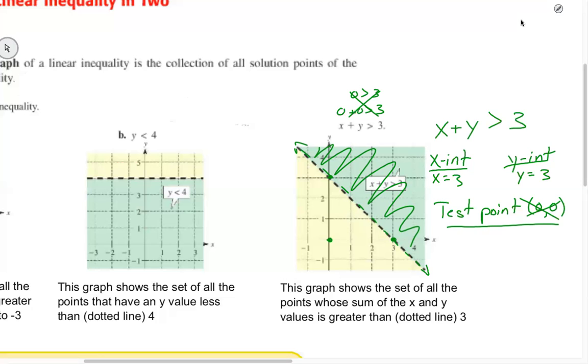There are two ways to do it. One way, you put your equation in y equals mx plus b, and then you can look at your y-intercept and determine whether you're shading above or below. The second way is you pick a test point and plug it in. If the test point works, you shade on that side of the line. If it doesn't work, you shade on the other side of the line. The test point I always pick is something with 0, like 0, 0, 0, 1, or 1, 0.